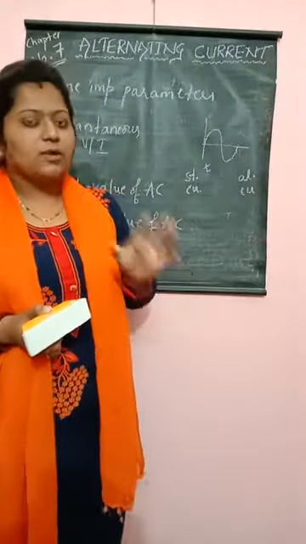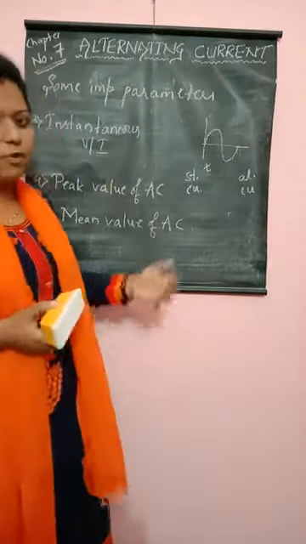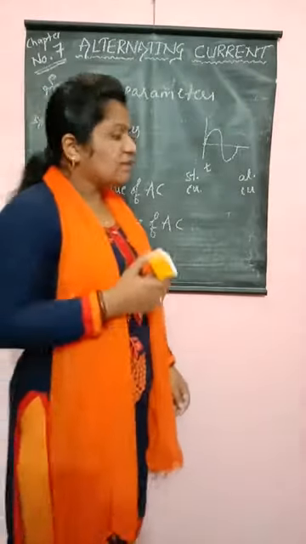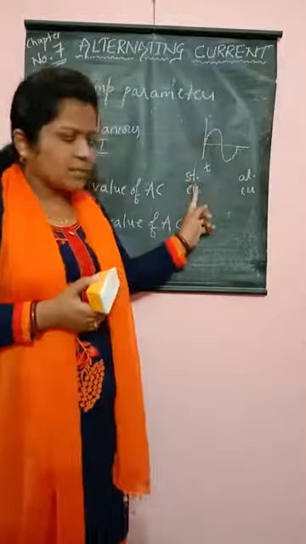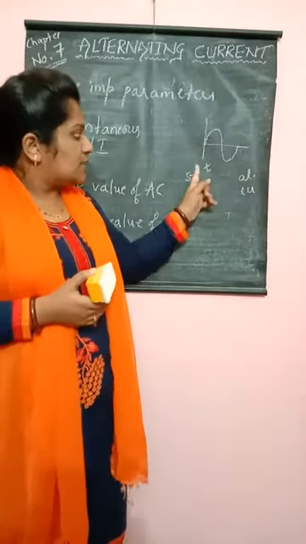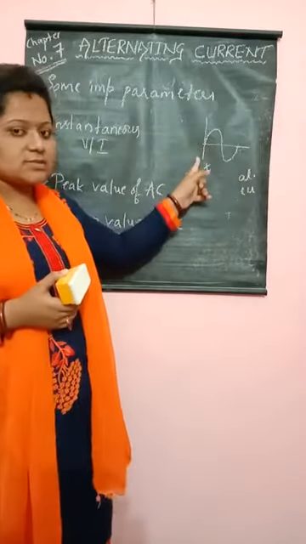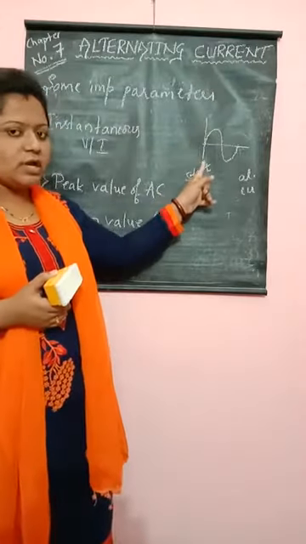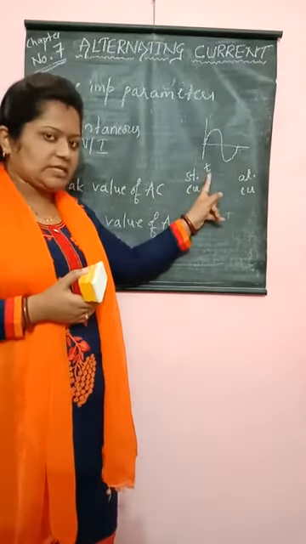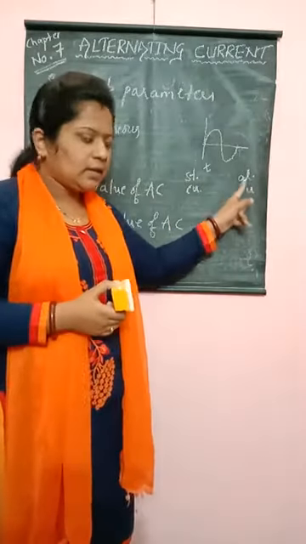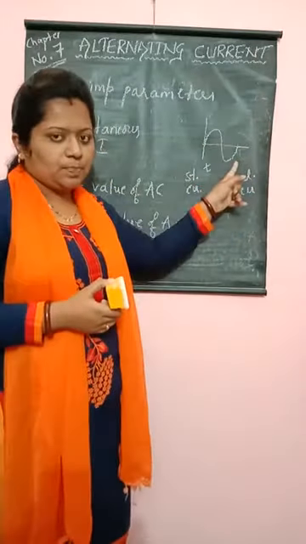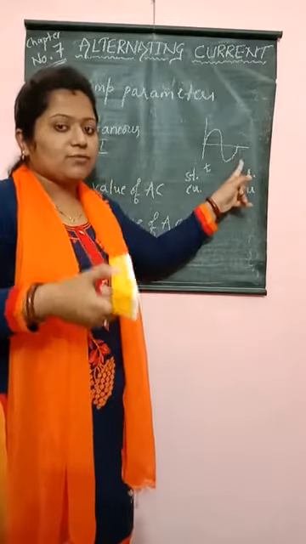So how can we define the mean value of AC? The mean value of AC can be defined as that steady current which produces the same amount of charges in the given circuit in a certain time interval t as that produced by the alternating current in the same circuit in half of the time.